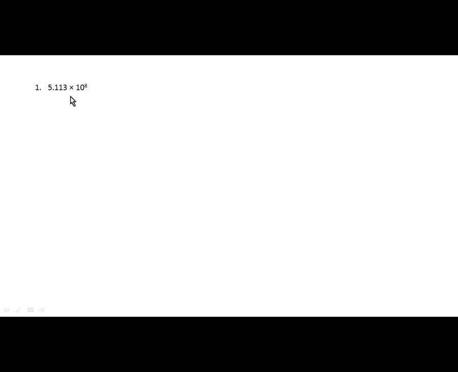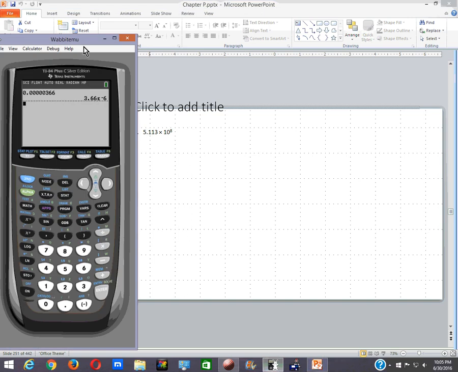Convert the following to standard form, separating periods by commas. So I've got 5.113 times 10 to the 8th. Now we've already done it by hand, so let's do it on the calculator. Again, let's go back to normal mode. So mode, highlight normal, press enter, quit the screen. You can enter it the way it looks: 5.113 times 10 raised to the 8th power, and there it is.